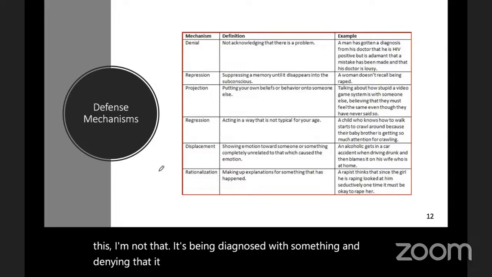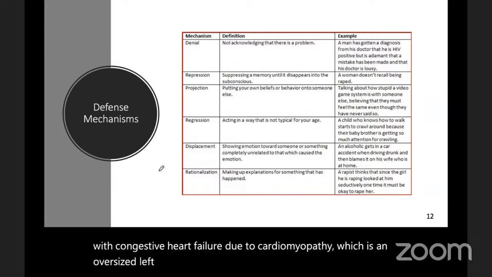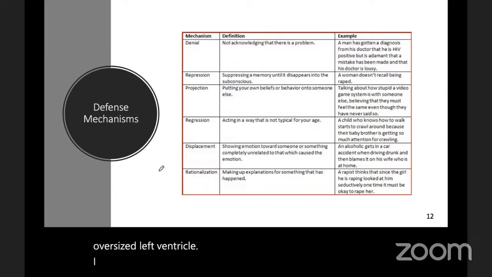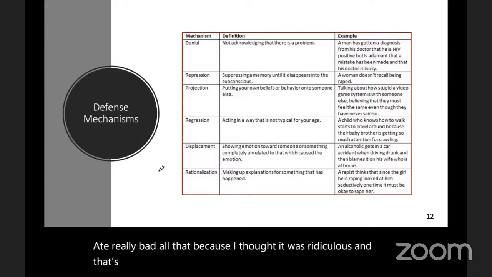I remember when I was diagnosed with congestive heart failure due to cardiomyopathy, which is an oversized left ventricle. I denied that. I went and did some really stupid stuff, ate really bad, all that, because I thought it was ridiculous. And that's a form of denial.